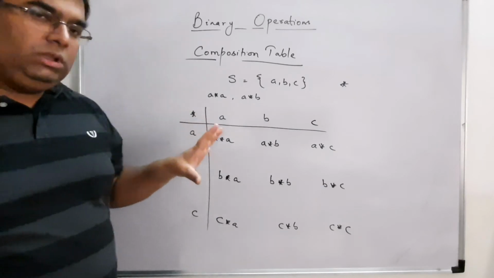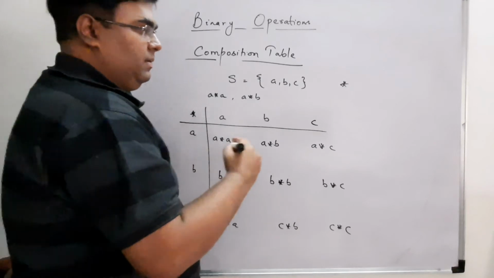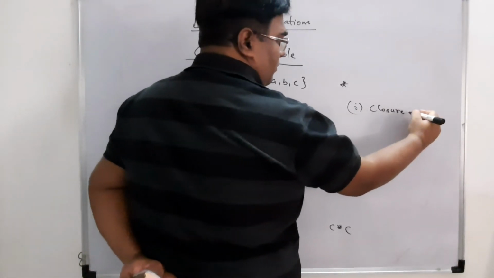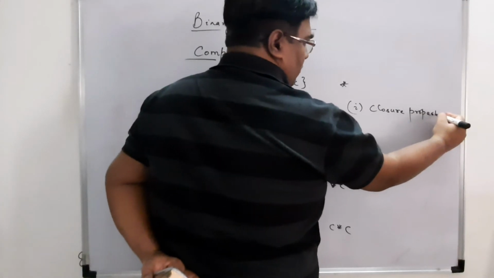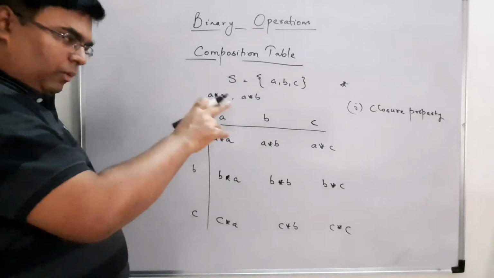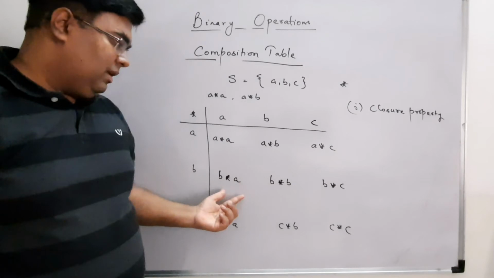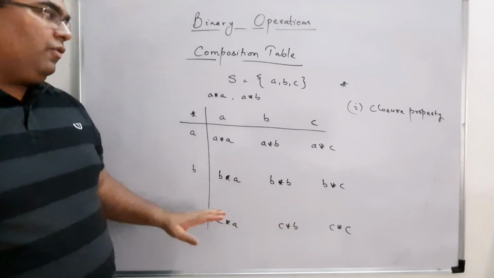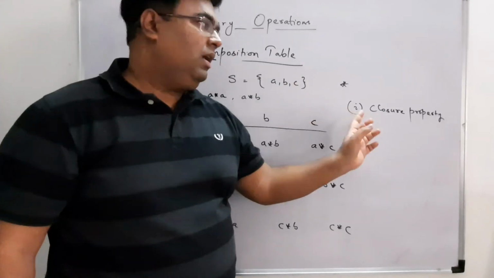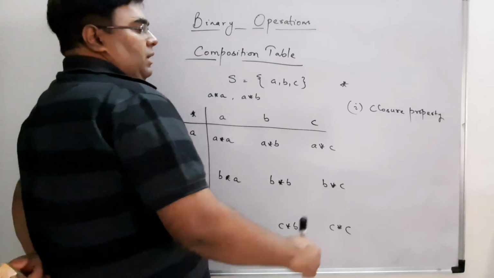Now from the composition table, we can conclude three things. First is the closure property. Whether this operation is binary or not, we can find out from the table itself. If all the elements here are from the same set S, then we can say it is a binary operation and it follows the closure property.